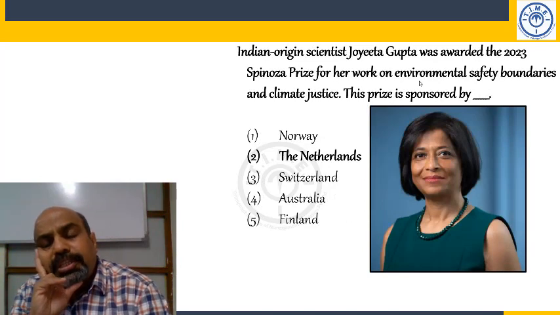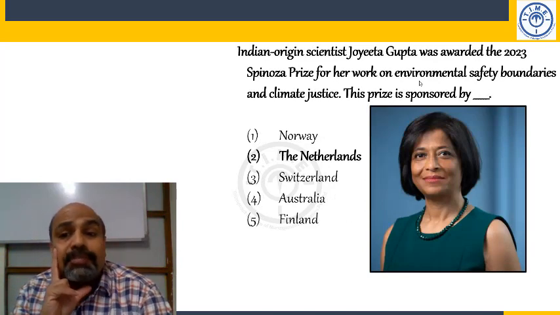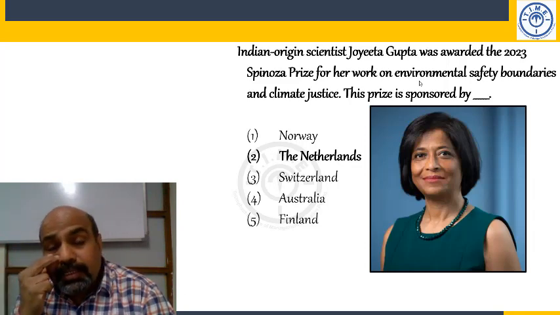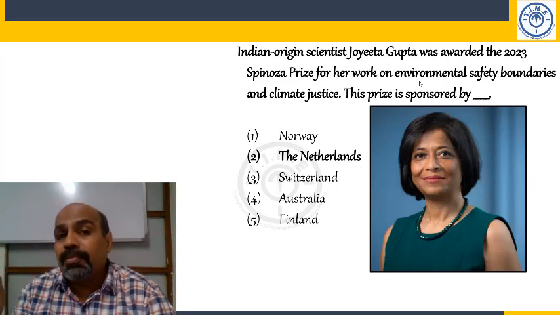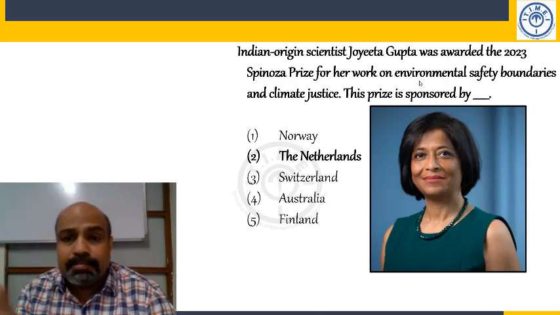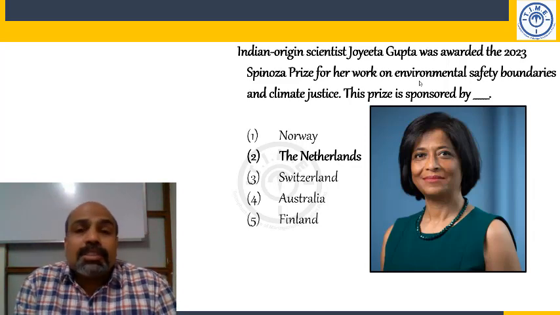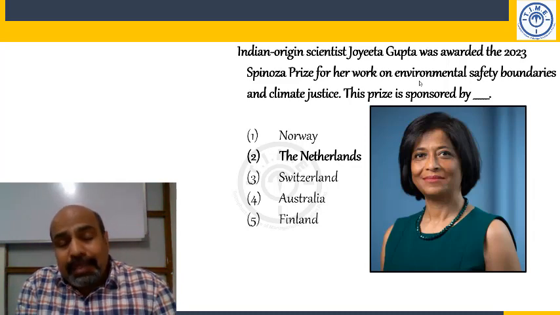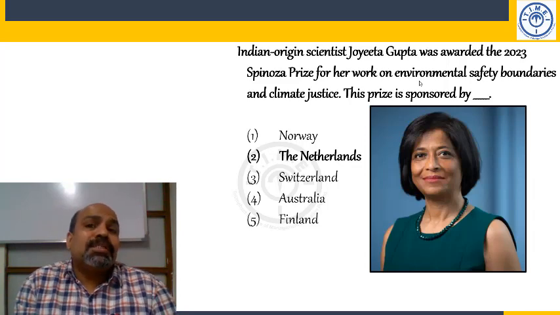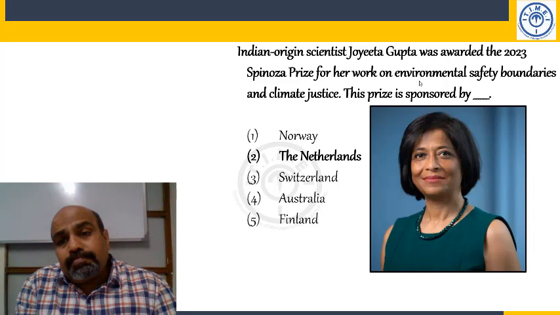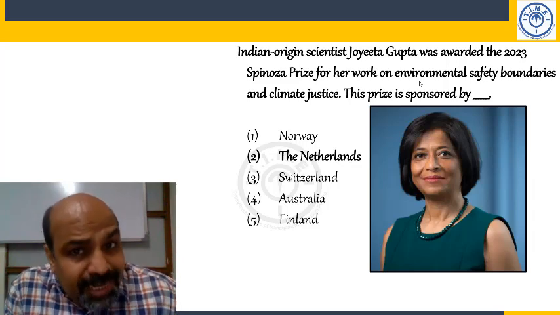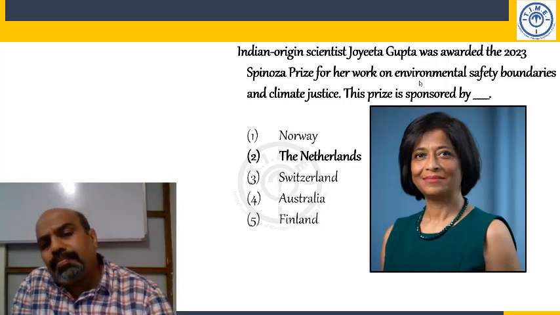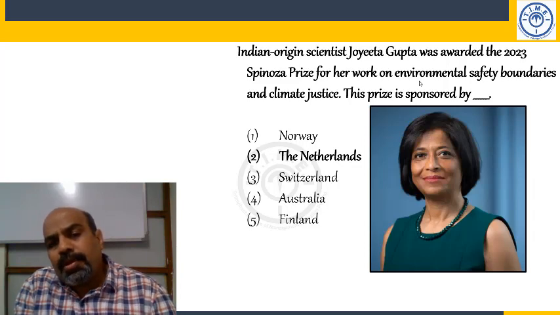The Indian origin scientist Joyeeta Gupta was awarded the 2023 Spinoza Prize for her work on environmental safety boundaries and climate justice. This prize is sponsored by the Netherlands. It's called the Dutch Nobel Prize. She had been awarded this for her work on sustainable development, how we can safeguard our oceans, our environment, and ensure that all development takes place in a sustainable way. And she's also the co-chairperson of, what is it called? Earth Commission. Okay, there we go.